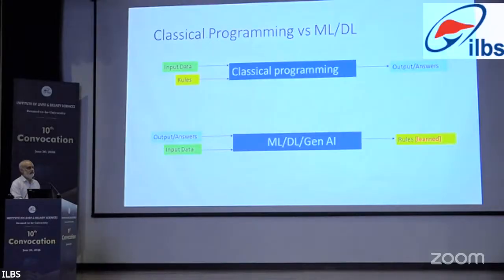If you look at classical programming, what was happening? We have the input data, the programmer crafts the rules, the program runs, and we get the output or answers. But in machine learning, deep learning, and Gen AI, we have the input data and we know the answers. If it is labeled data, we know whether the patient survived or died or whatever. And then the rules are learned. So here learning is happening. These are the approaches that involve learning by the machine: machine learning, deep learning, Gen AI.